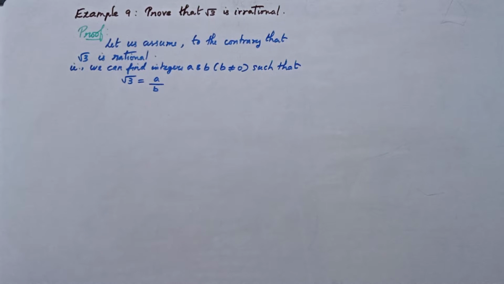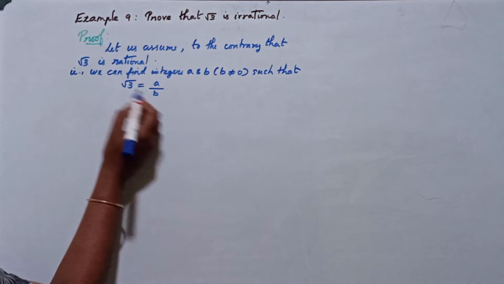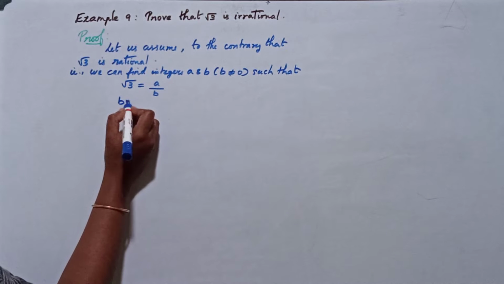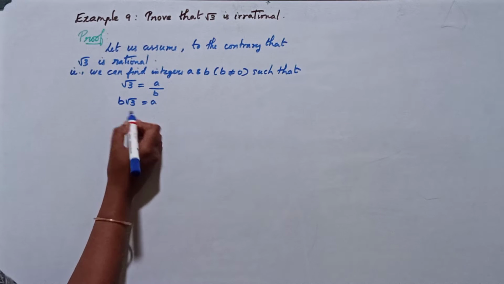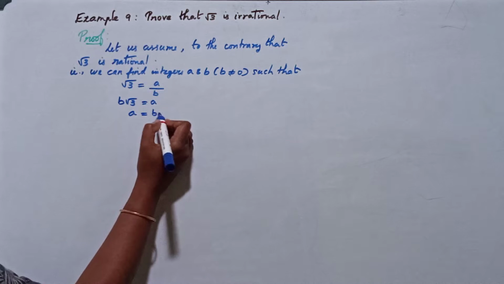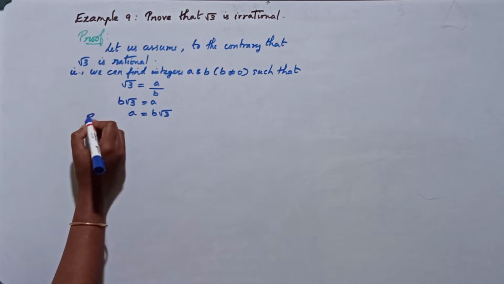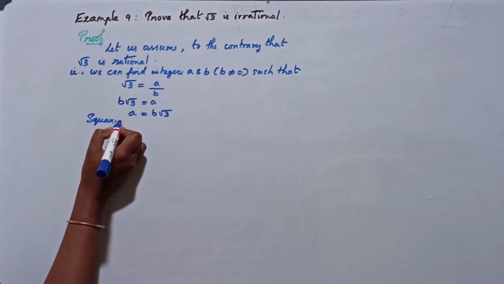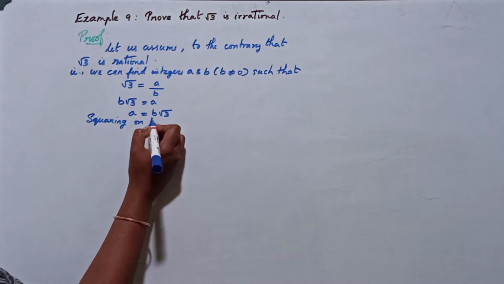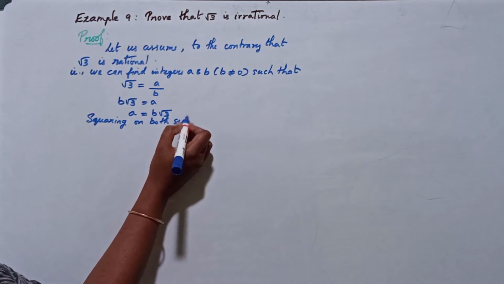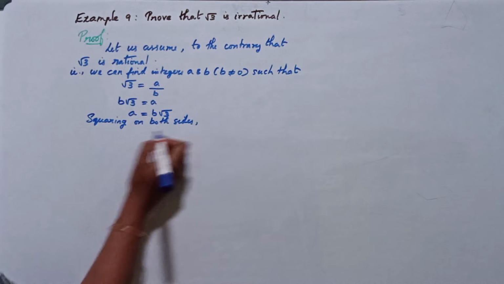Okay, now the next step, you are going to take a is equal to the remaining value. So how can you write this? You can rewrite it as b root 3 is equal to a, which can be written as a is equal to b root 3. Okay, so we have got one value for a. Then what is the next step? We need to square it on both sides. So squaring on both sides, what will be the result?